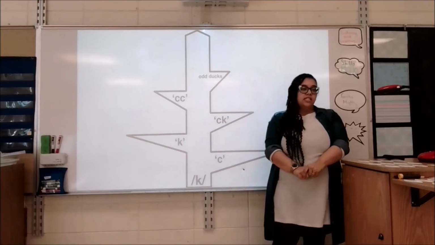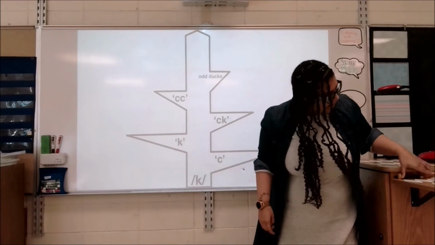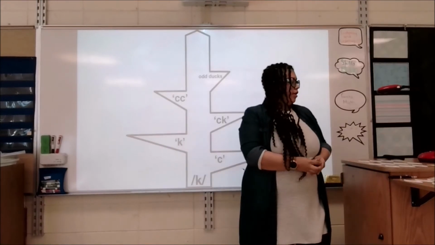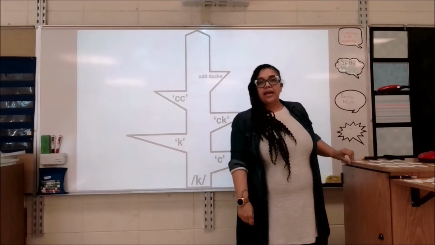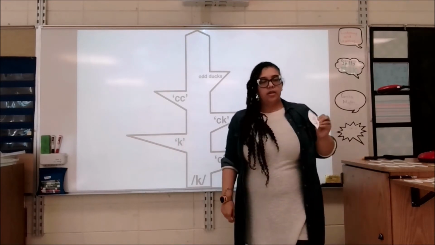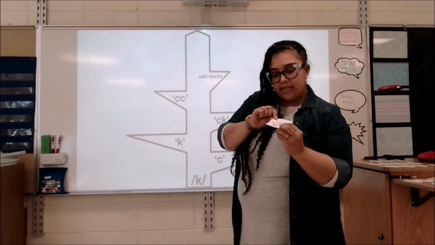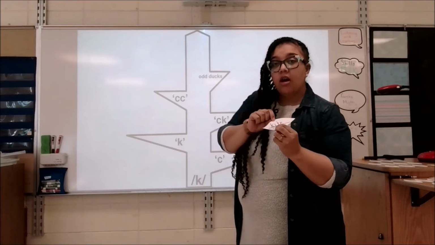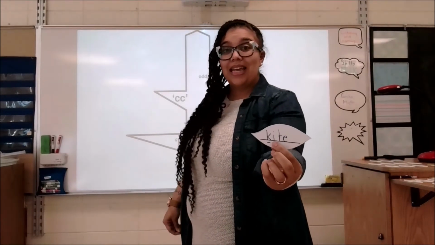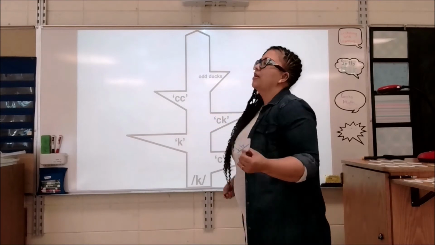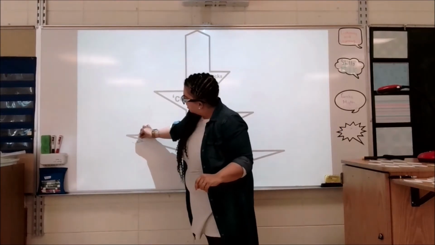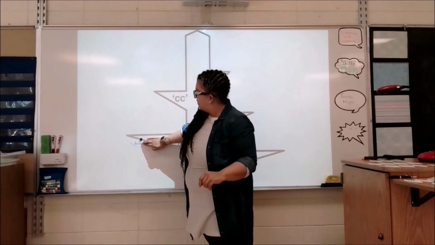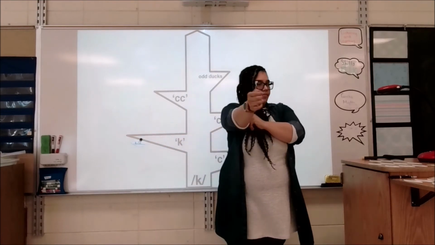Which k spelling do you think, magnets, we use in the word kite? Which k spelling do we use in the word kite? Good. So kite has a long vowel. It's also, look, K-I. We said K-I. We said if it's an I, we're going to use the K. So kite can go right here on my little tree.